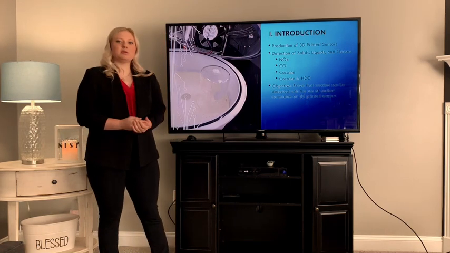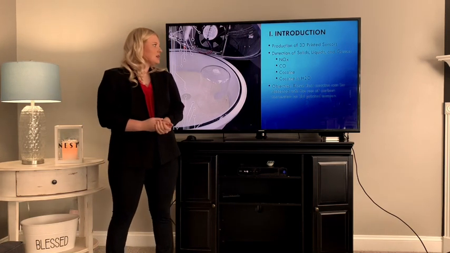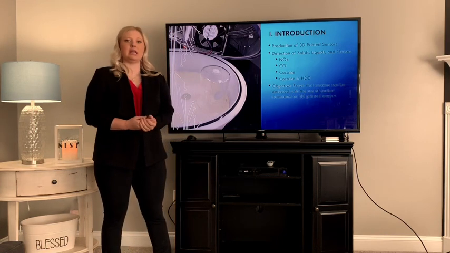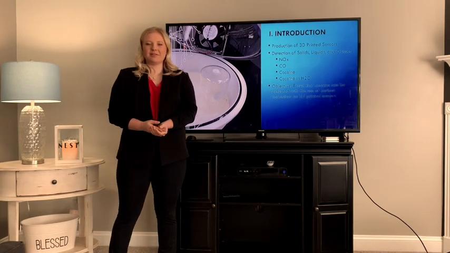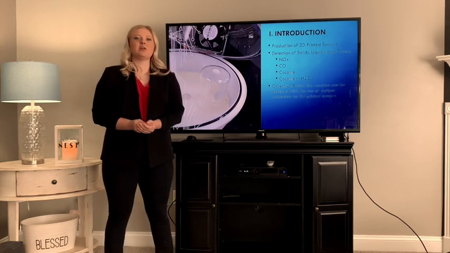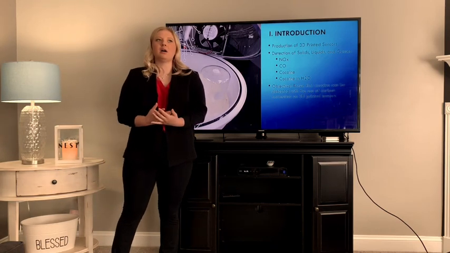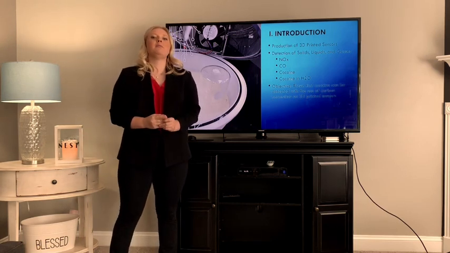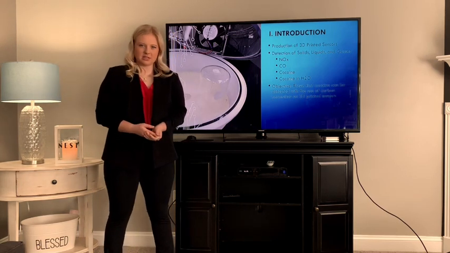Some things that I've worked with in the past include NOx gas, carbon monoxide gas, cocaine as a solid, and also cocaine in H2O. The objective of this project was to detect cocaine by a flexible 3D printed sensor.